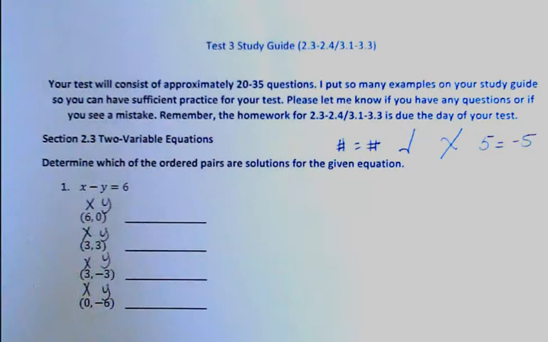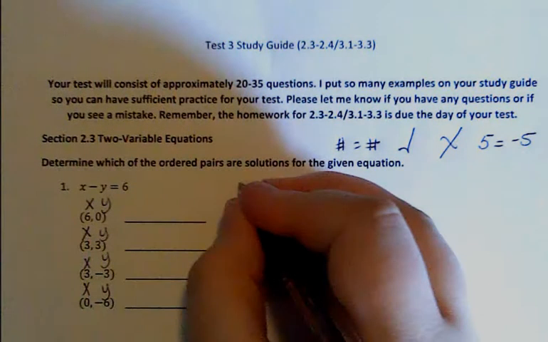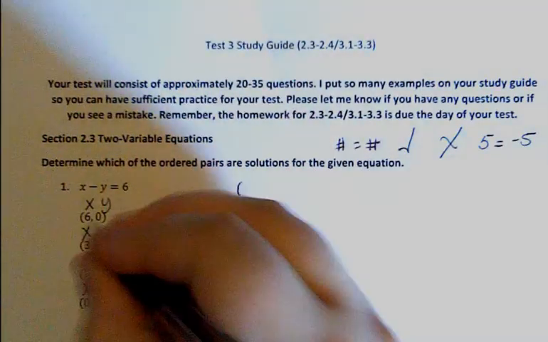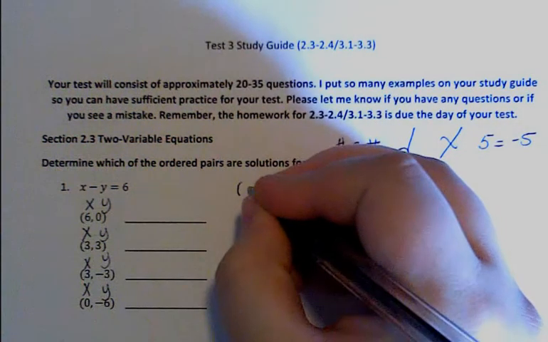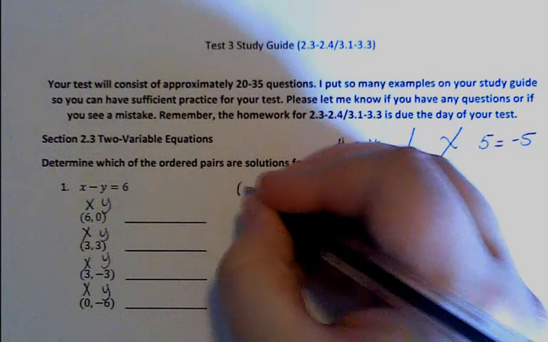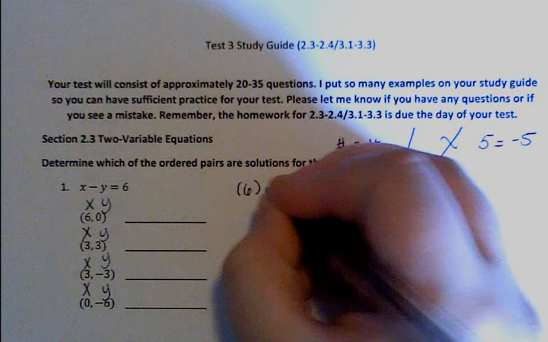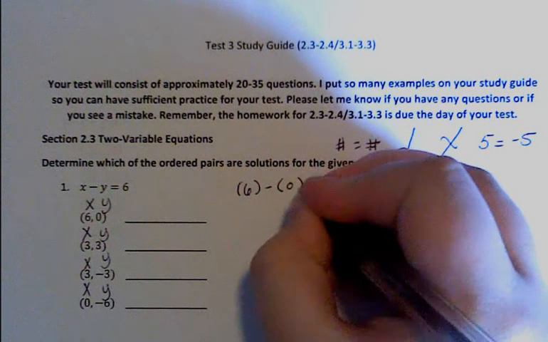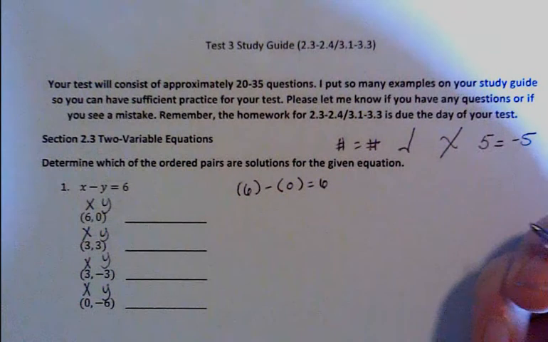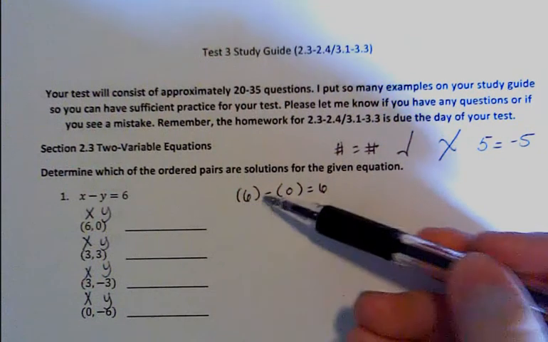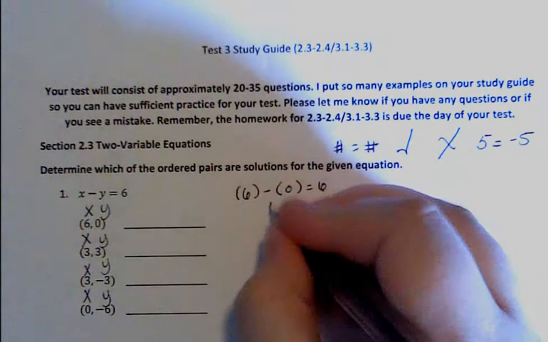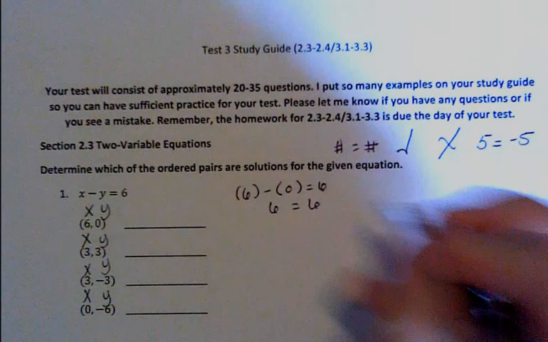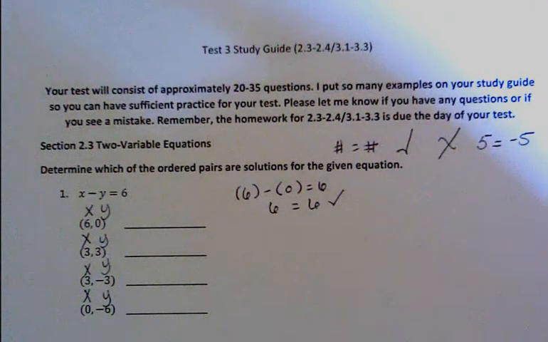So let's plug in our variables. Remember, when you plug in a number for a variable, you should always use a set of parentheses. So our x was 6 minus our y is 0 equals 6. So 6 minus 0 is 6. Since 6 equals 6, that is a solution. So we would put a check mark there.